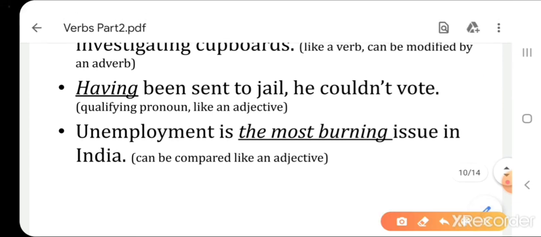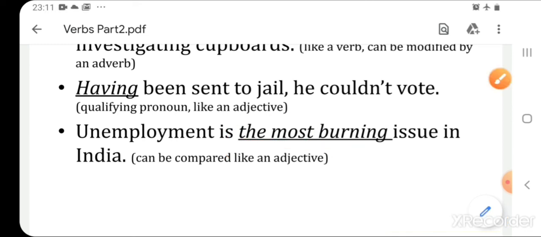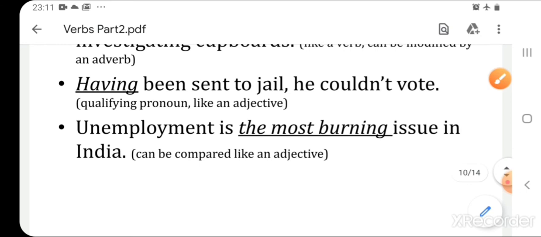Now, the next example is, unemployment is the most burning issue in India. Now, here, the most burning issue. As I said, it also allows degrees of comparison. We can see here, the most. So the most burning issue can be compared like an adjective here. Is is the main verb here.